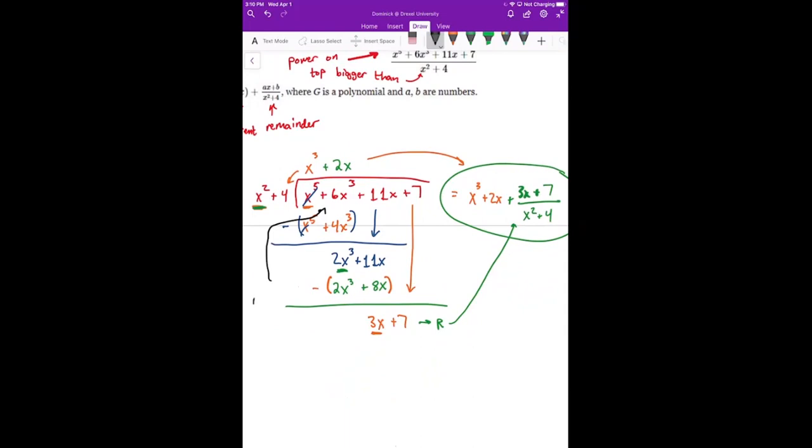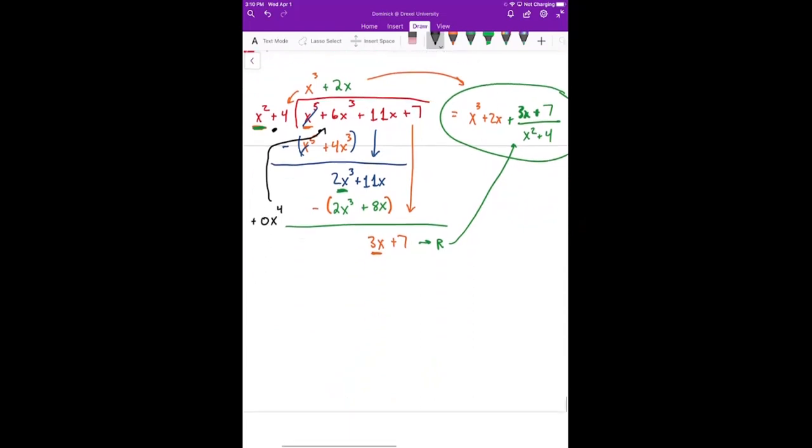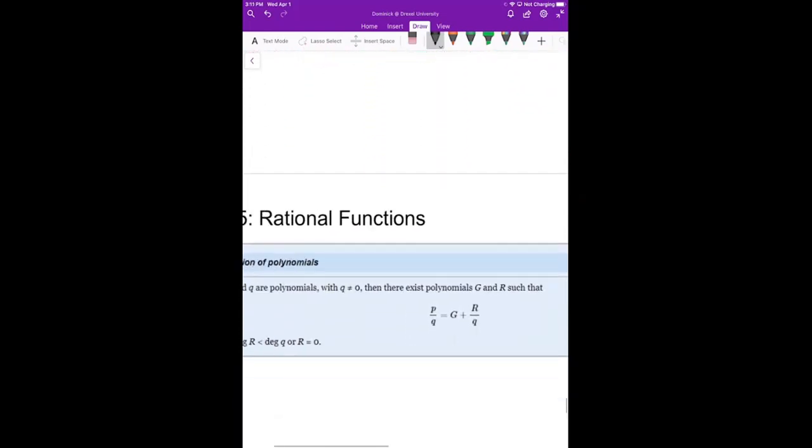So sometimes it makes things easier to write plus 0x to the fourth. That way you can sort of keep everything lined up. Now, it didn't matter here because we didn't have an x term in our divisor, but that could sometimes play a role.